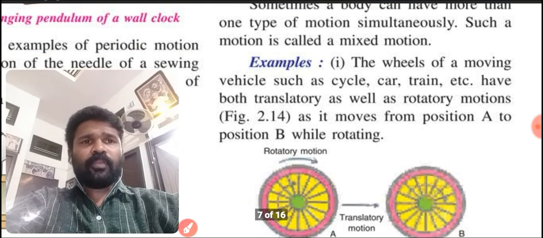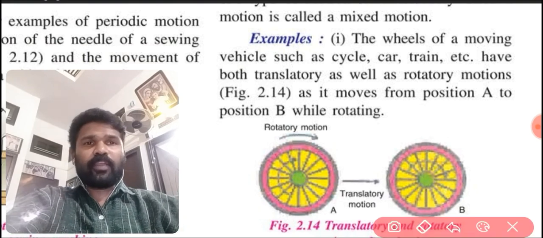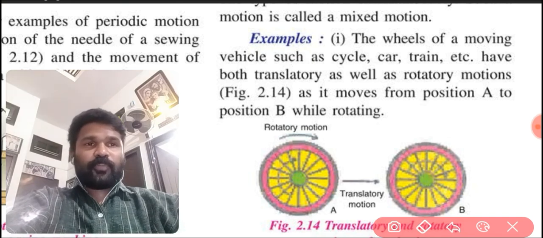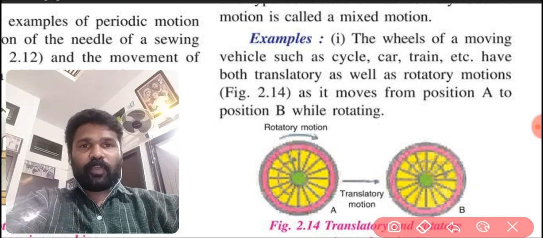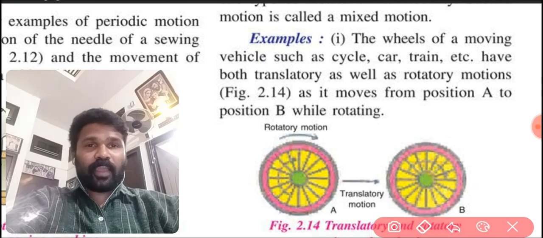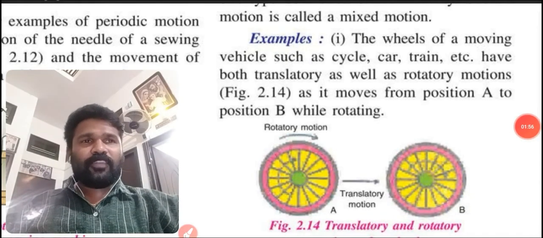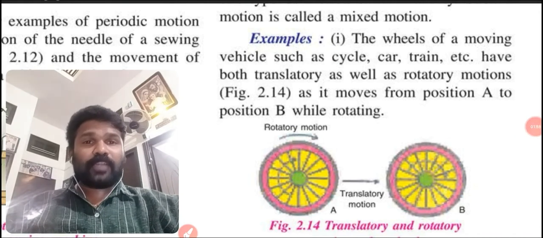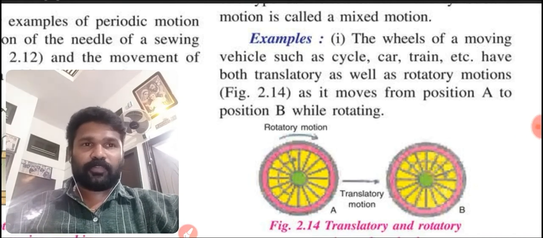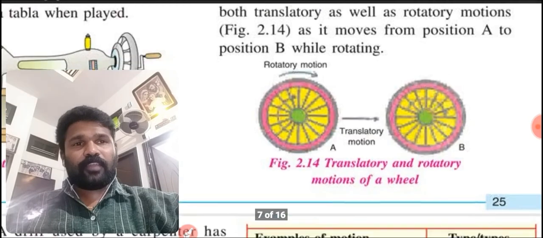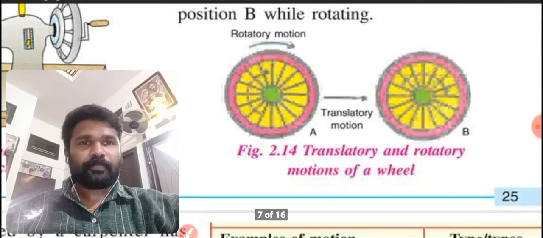Examples: the wheels of a moving vehicle such as cycle, car, train, etc. You just observe the wheels of a moving vehicle, and observe how many types of motion can be seen there. Here we can observe both translatory as well as rotatory motions as it moves from position A to B while rotating. See, here is the diagram, you just observe. Clear?